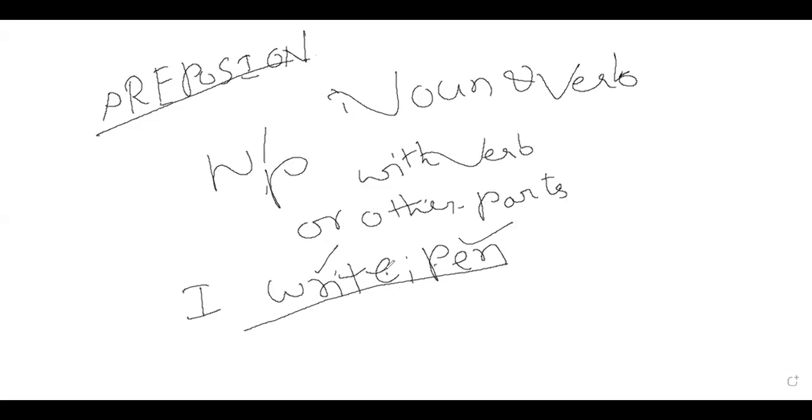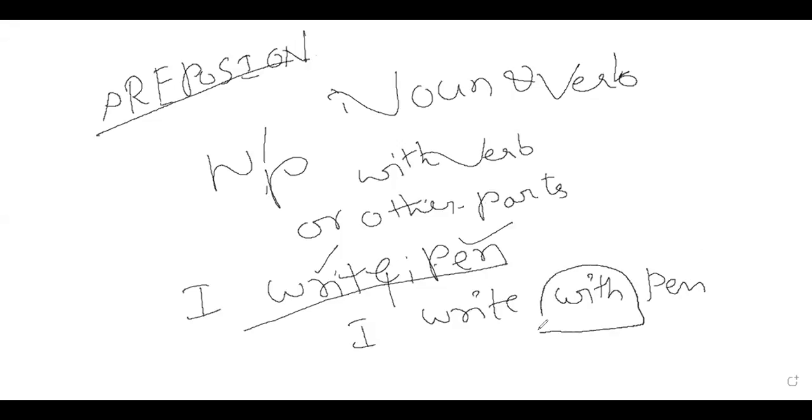If you look at this sentence again, I write with pen. Now this pen has got a tool of preposition or the agent which helps the noun to understand what tool we are using to write. So now the preposition functions as a tool or agent in the sentence. I write with pen, and this is the significance of the prepositions.